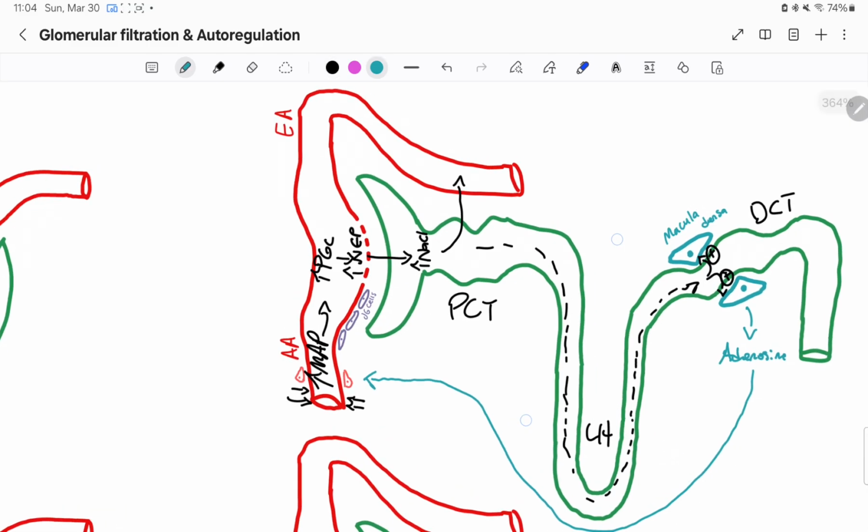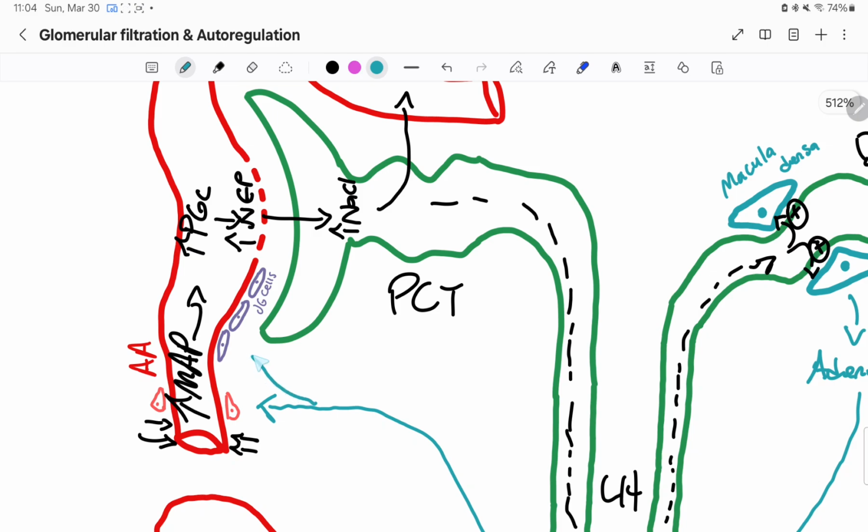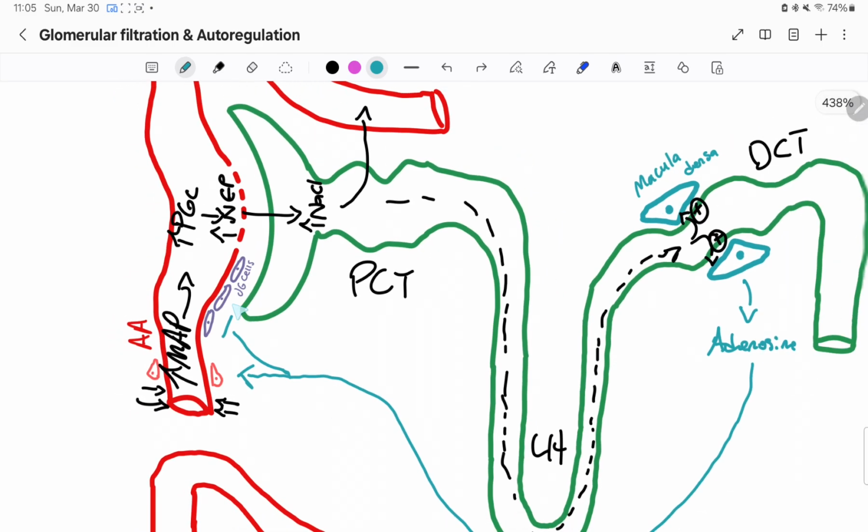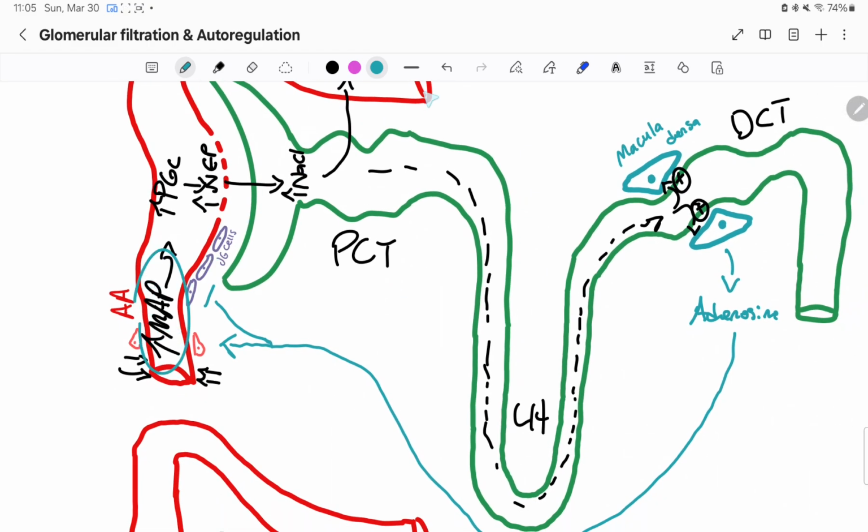Another thing that this adenosine can do, by the way, is come here and inhibit the release of renin by these JG cells, these juxtaglomerular cells. And if you remember, I said renin is released when the blood pressure is low. The initial stimulus was a high blood pressure. So of course, it makes sense that these guys are coming here and inhibiting these JG cells from releasing renin, from raising the blood pressure, because the blood pressure is already high.